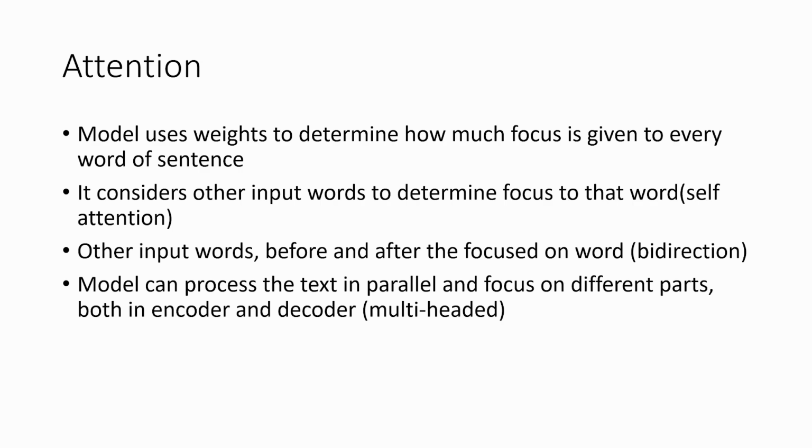So what is the attention aspect in the transformer paper? Well, what this essentially means is that our transformer model will use weights to determine how much focus is given to every individual word of a sentence. And when it considers how much focus is given to every individual word, it considers the other input words in that sentence, the other input words both before and after. And that's where the bi-direction comes into play of the model that we'll be going over.